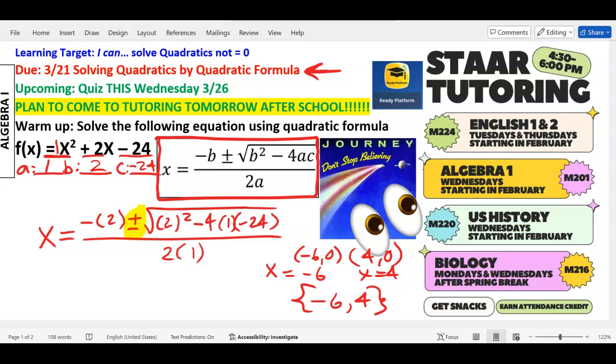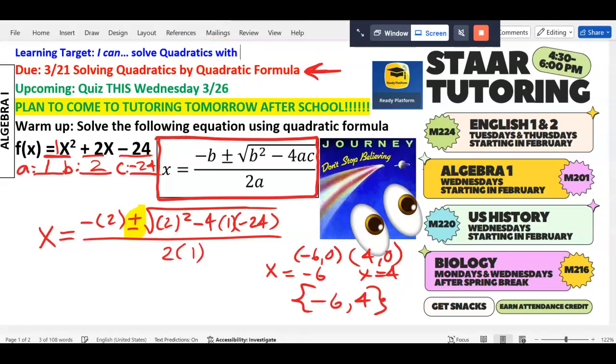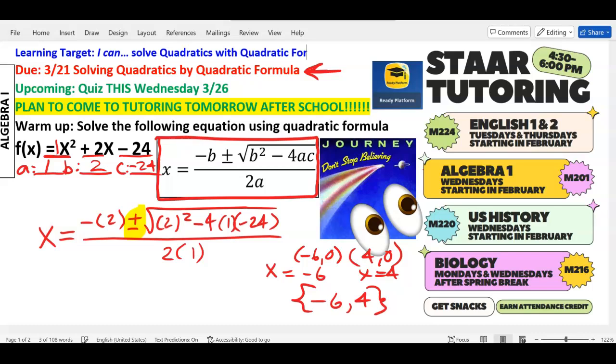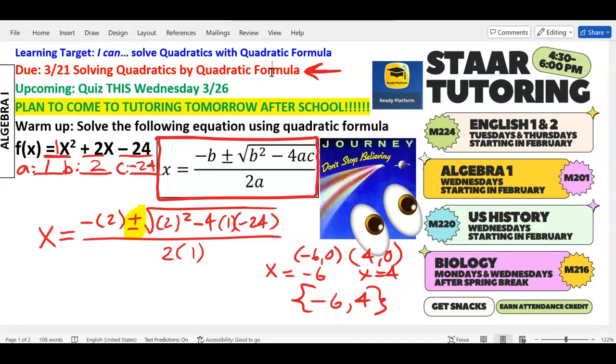Okay, so yesterday's assignment, solving quadratics by quadratic formula, okay? You need to do it. By the way, I apologize. It's with quadratic formula. That's what this should have said up here. So that was my bad. But that's what you're going to do. I'm going to leave this up here. I'm giving you time to do what?